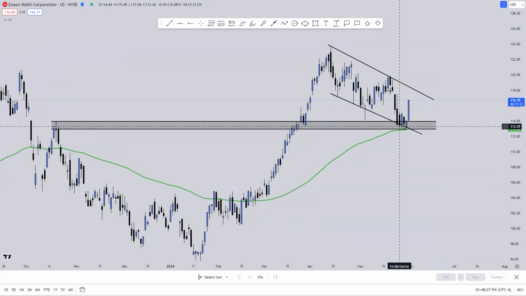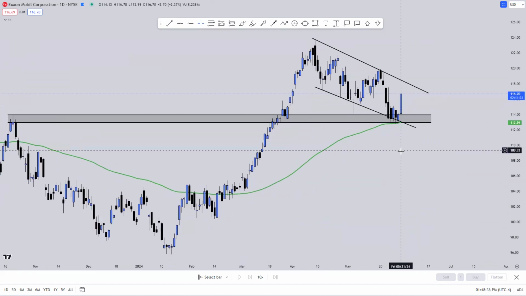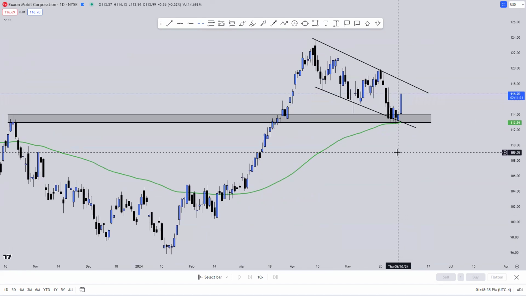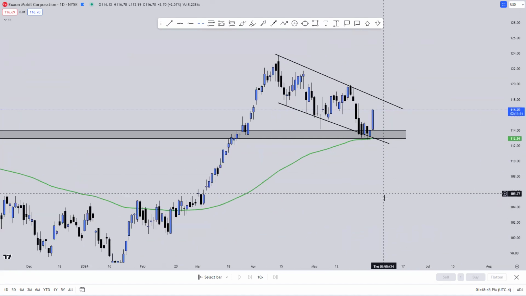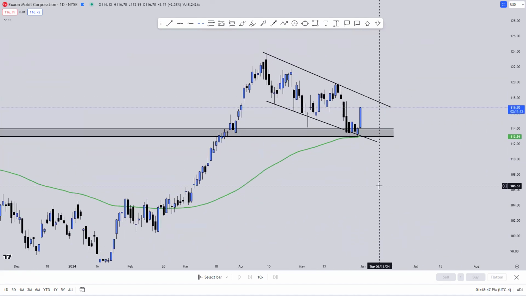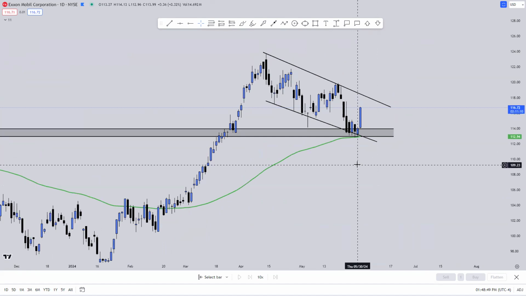So as you can see, the price came down into the level. We had a move up, then the price came back down, and now we have even a stronger move. All right, so let's talk about different areas that we could use to exit this trade. All right, so what are the different areas we can use for our take profit areas?